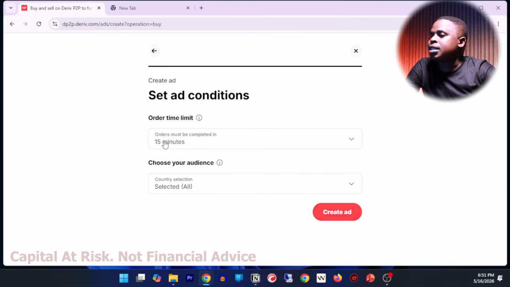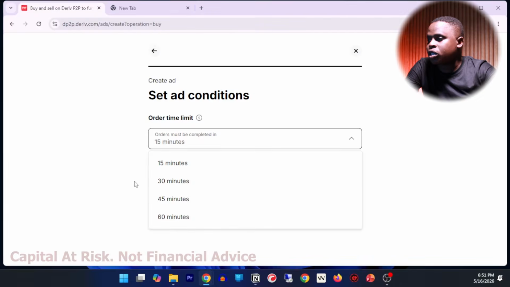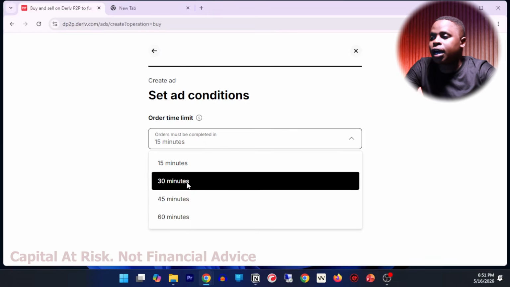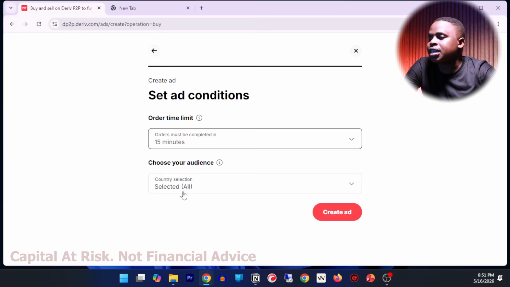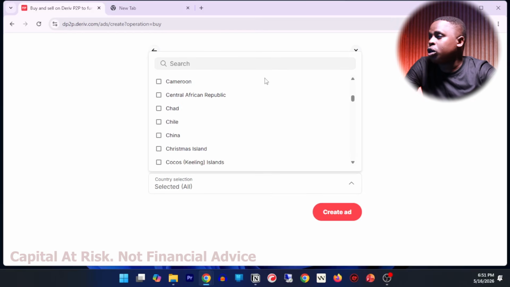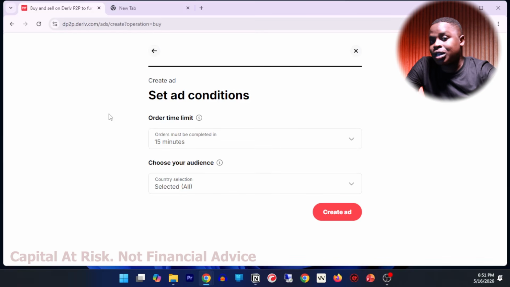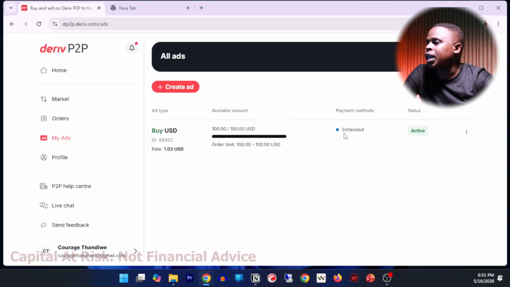and then I can set the number of minutes that I can be able to complete in, right? So if I can be able to send this money in 15 minutes, then I can choose 15 minutes, and then I can select the countries that I want to be able to send to, so that the transaction can go through. And then what you want to do, click on create ad. And then once you do that, your ad is going to be created. You can go to your ad and see how it looks like, right? So this is the ad that we have just created.